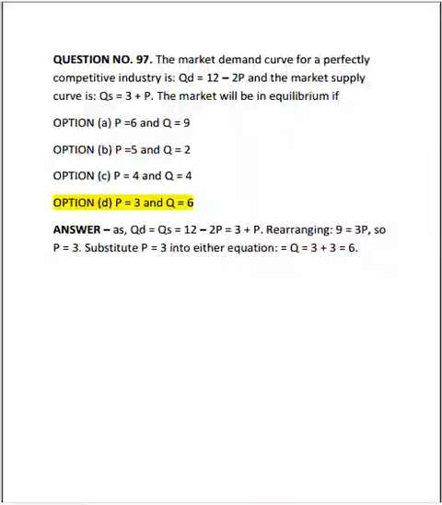Question no. 97. The market demand curve for a perfectly competitive industry is QD equals 12 minus 2P and the market supply curve is QS equals 3 plus P. The market will be in equilibrium if Option A. P equals 6 and Q equals 9. Option B. P equals 5 and Q equals 2. Option C. P equals 4 and Q equals 4. Option D. P equals 3 and Q equals 6. Answer: D. QD equals QS, so 12 minus 2P equals 3 plus P. Rearranging, 9 equals 3P, so P equals 3. Substitute P equals 3 into either equation: Q equals 3 plus 3 equals 6.